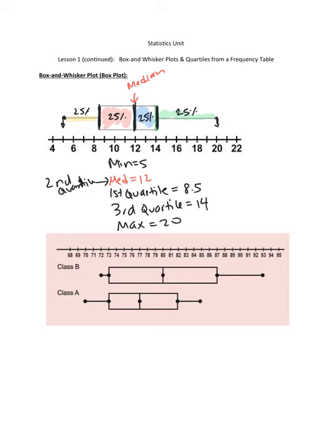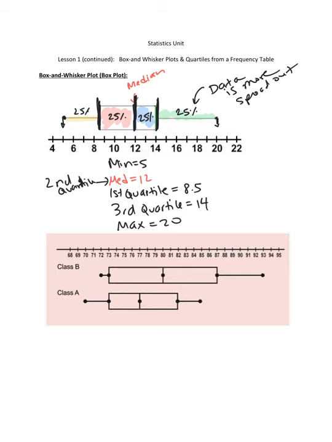So you have a first quartile at 8.5 here, a second quartile, the median, at 12, and the third quartile at 14. And that tells you the division of each 25% section. Now, why does one 25% piece look bigger than another 25% piece? Because the data is more spread out. When the 25% section is wider, the data is more spread out.